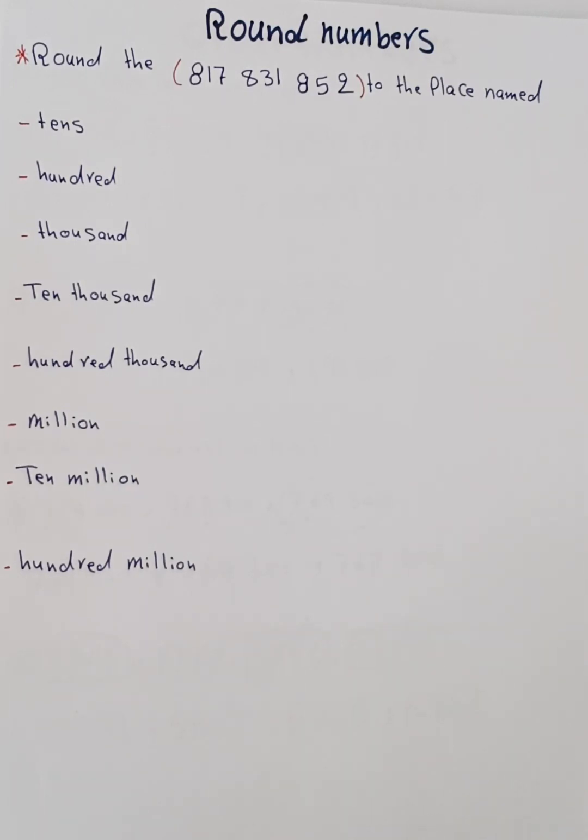round. If the digit is less than 5, the digit in the rounding place stays the same. If the digit is 5 or more than 5, the digit in the rounding place increases by 1, and then at last all the digits to the right of the rounding place become 0.